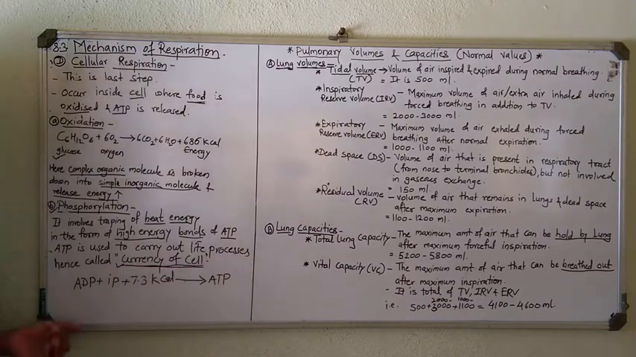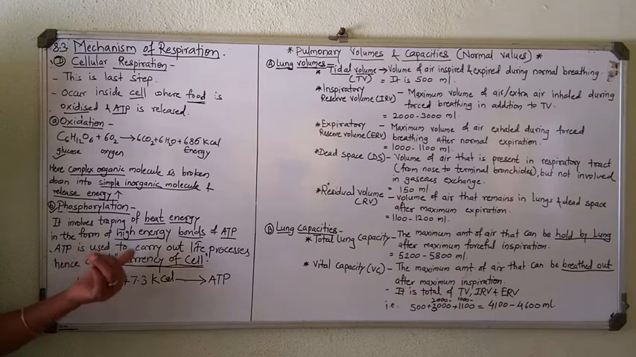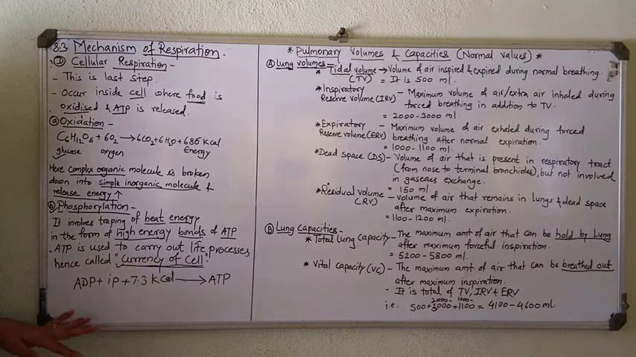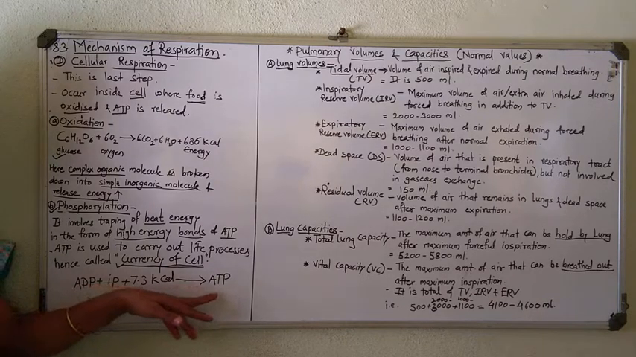Remember, this word will be asked in MCQ. What is the currency of cell, or define currency of cell? So ATP is used to carry out life processes, hence called currency of cell. How can it be summarized? The adenosine diphosphate added with one phosphate bond here requires 7.3 kilocalories energy and forms ATP.